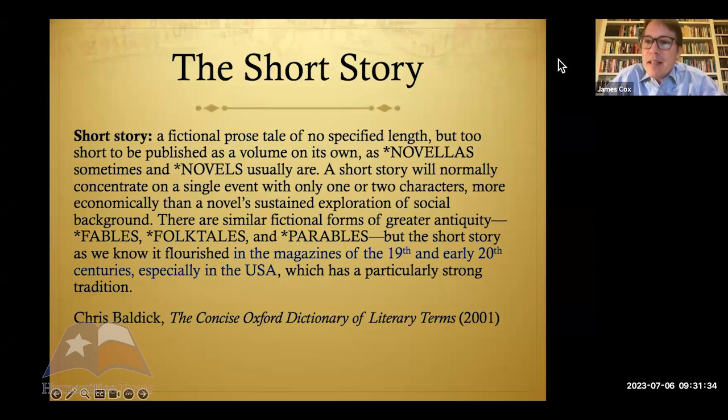I think that it can be really helpful for students to see multiple definitions of the genre that you're studying. These are two that you could, of course, share with your students and talk to them about the differences between them. I also like the fact that Chris Baldock includes fables, folktales, and parables in here and draws a distinction genre-wise between those and short stories, even though these particular genres are often incorporated into short stories themselves.